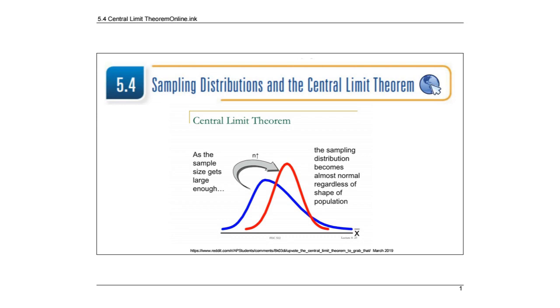So let's start 5.4. 5.4 is different because we're going to look at sample data. And so what would happen is we have what's called the central limit theorem.